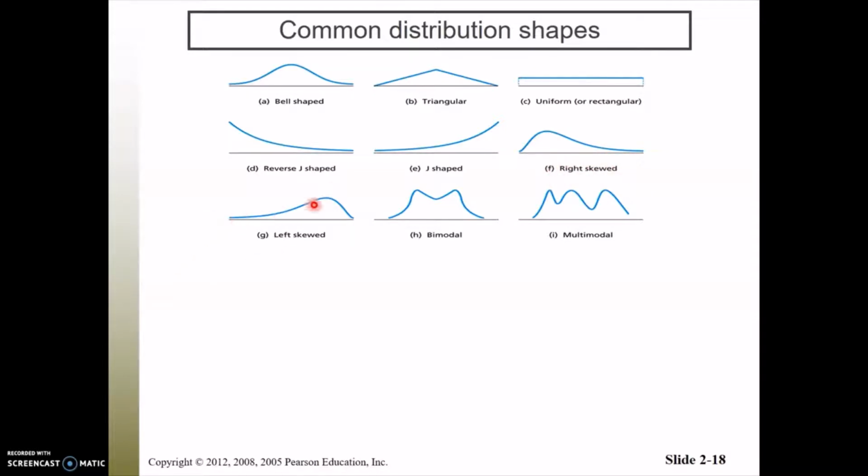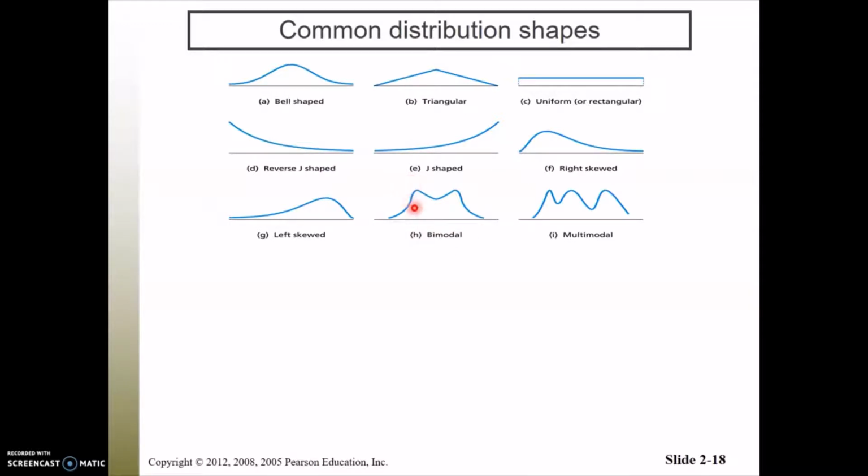Look at this one. We have a hump here, but the tail, the elongated portion, is on the left side. For this reason, this is called a left skewed distribution. Look at this shape. There are two clear peaks, peak one and the second peak, and such a distribution is called bimodal.